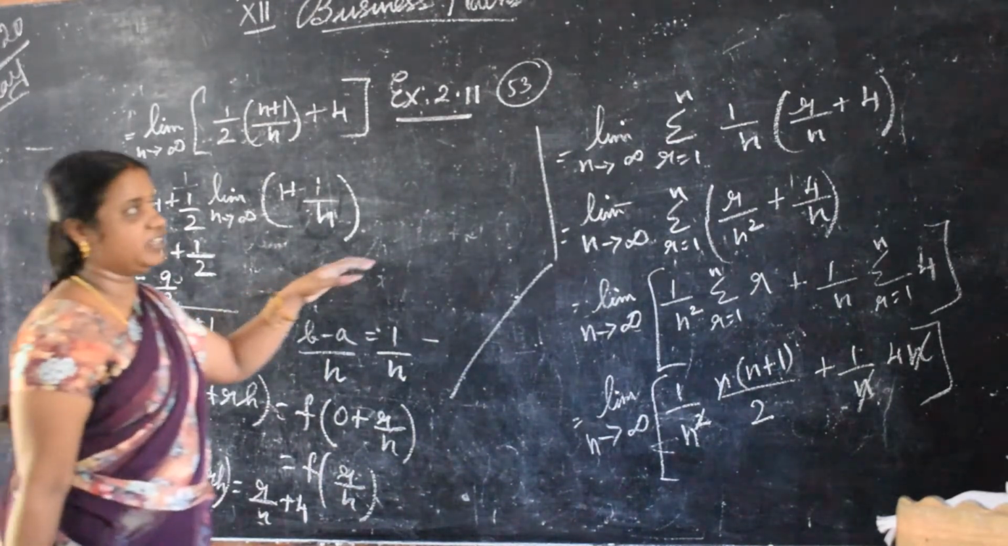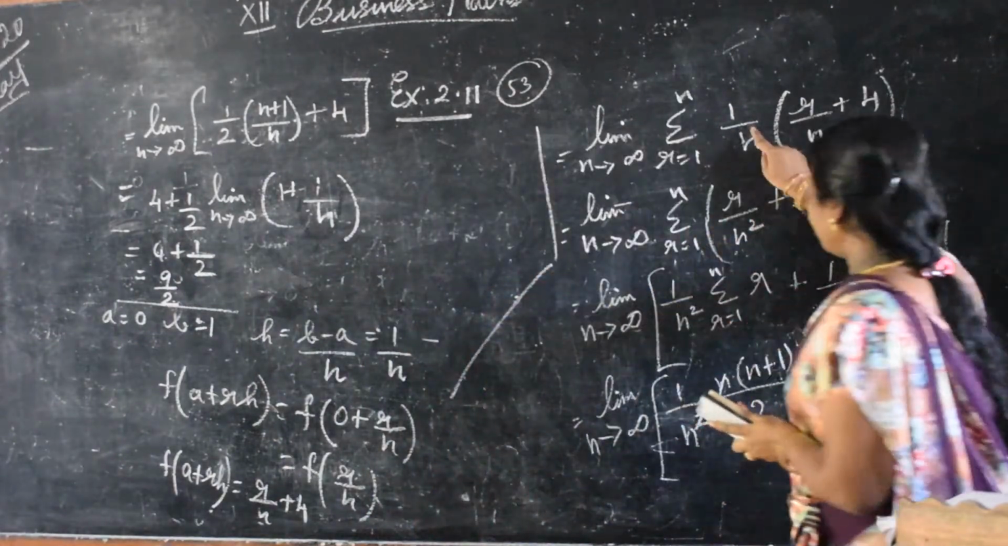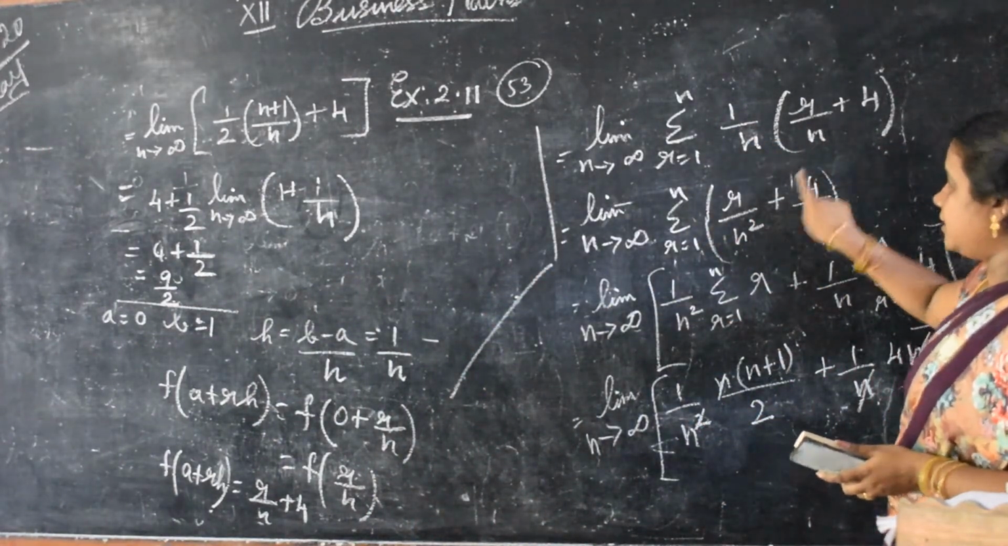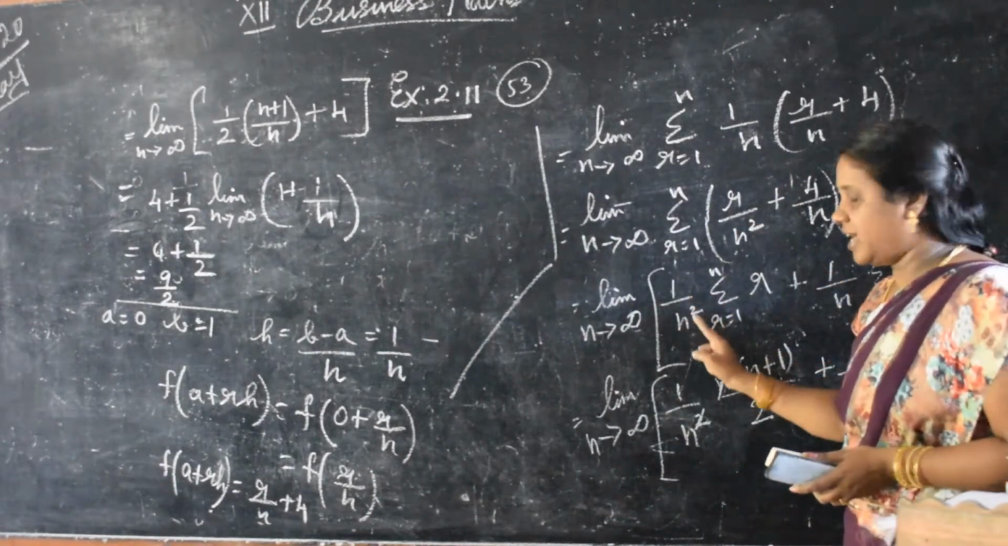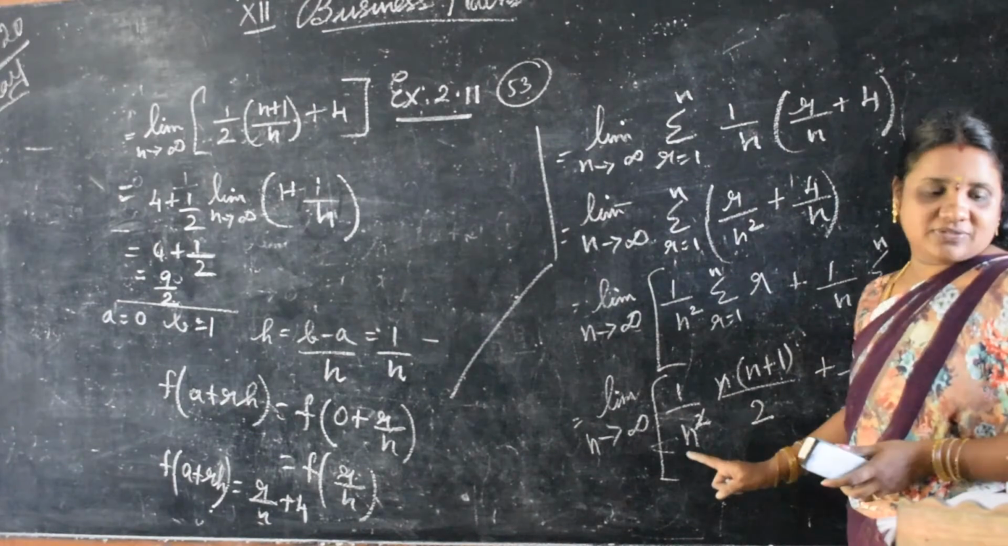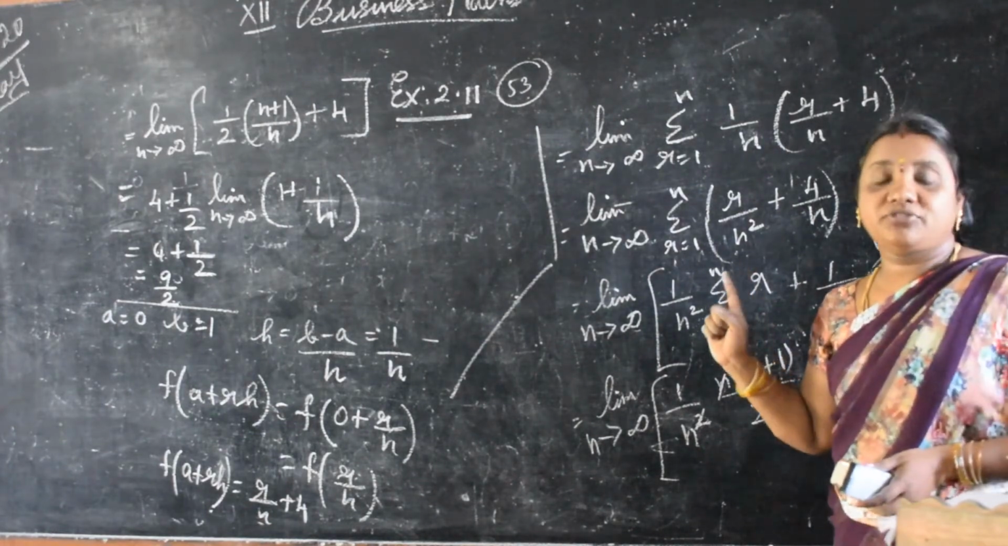Just substitute in the formula. We have found the h value. Substitute a plus rh, multiply with n. Then we take 1 by n square outside. r is there. Sum of n natural numbers formula. See, it is given in page number 51.